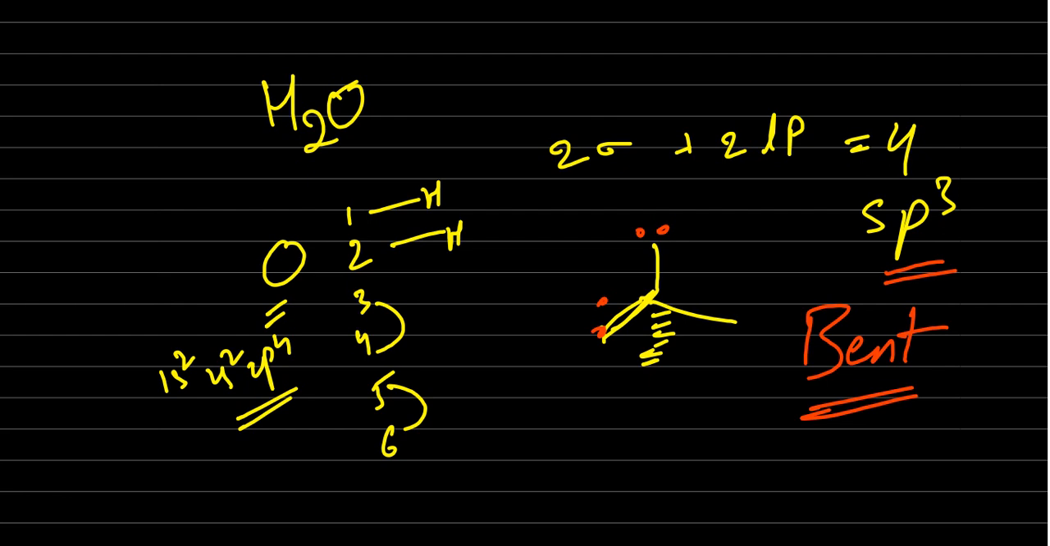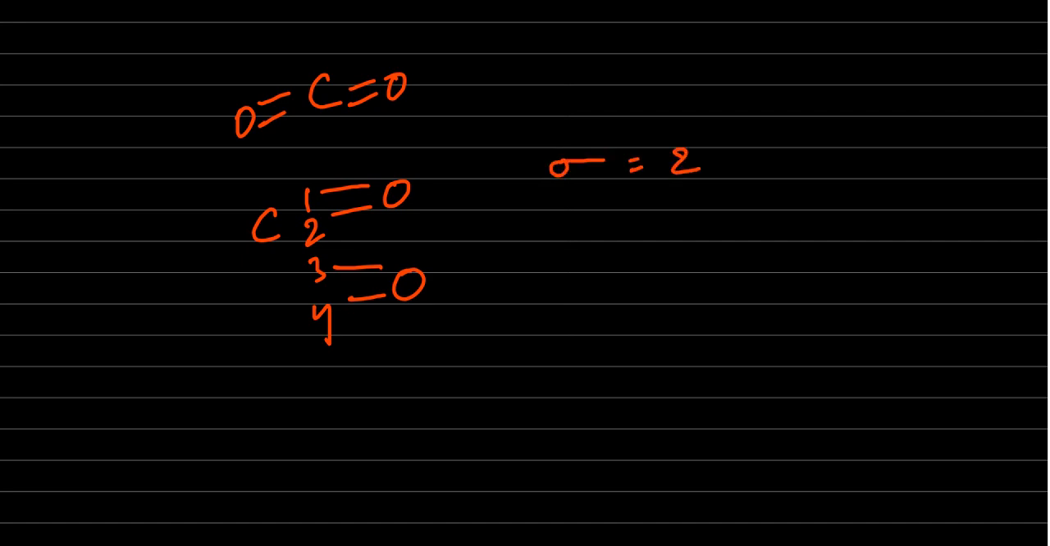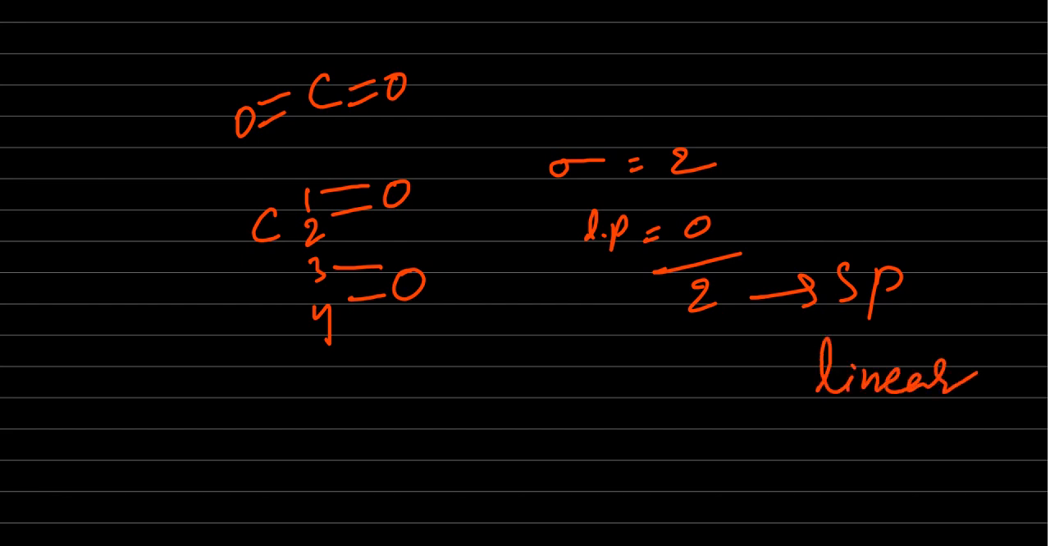Next, a few more examples. Carbon dioxide. Carbon has total valence electrons 4. It is connected with 2 oxygens, and each oxygen requires 2 electrons. Total sigma bonds are 2. Lone pairs are 0. Total 2. That means sp hybridization. Sp means linear. Like this you can do any question.